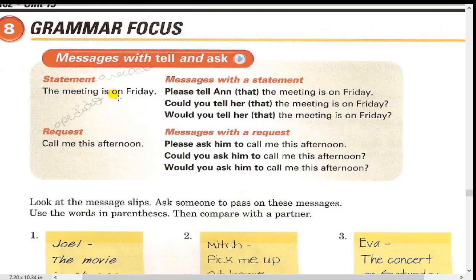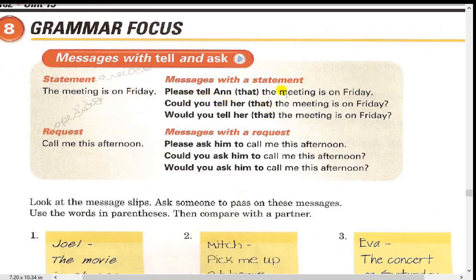Statement. The meeting is on Friday. This is a statement, a sentence. Messages with a statement. Please tell Anne that the meeting is on Friday. Could you tell her that the meeting is on Friday? Would you tell her that the meeting is on Friday? So here in this part, say please tell. Could you tell? Would you tell? We use the verb tell because this is a statement, a sentence.